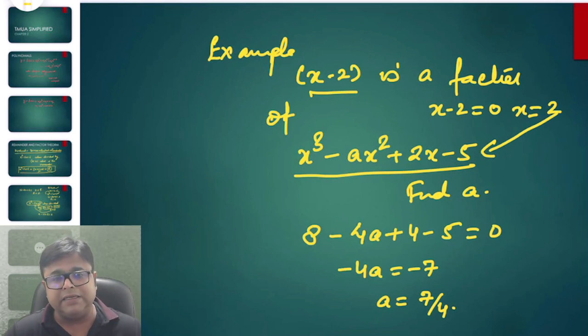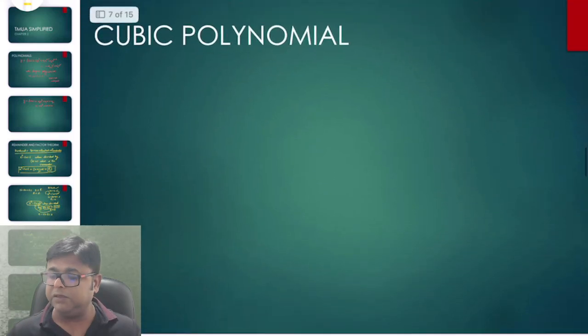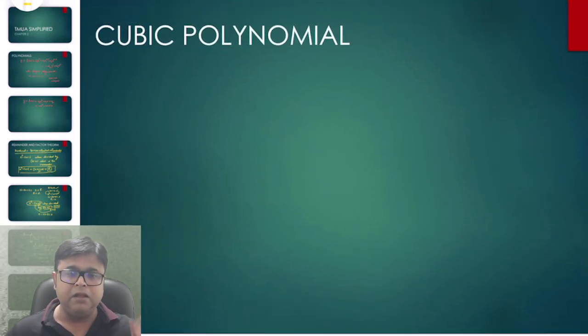So this is how I can find a. Then there can be cases where two factors will be given of a cubic and two unknowns will be there. Not just a, there can be two unknown coefficients, and we can make two equations and solve them simultaneously. Problems of this kind in TMUA are quite regular, and you just need to know the process, and doing them is not a problem. Now let's move on to the cubic polynomial.